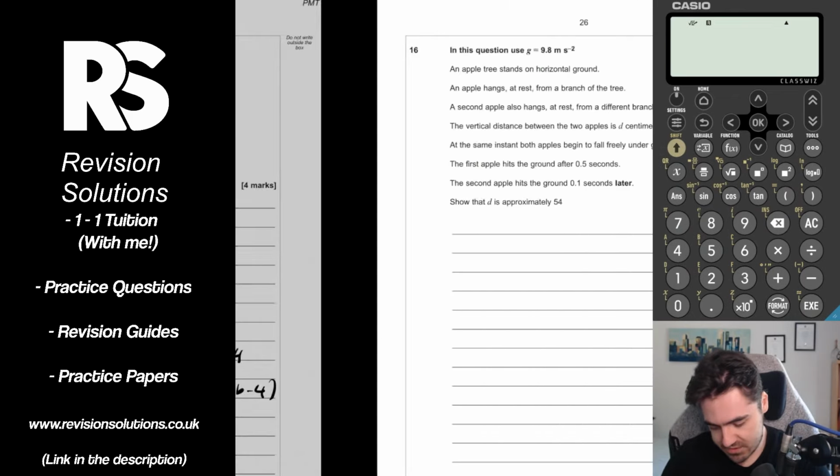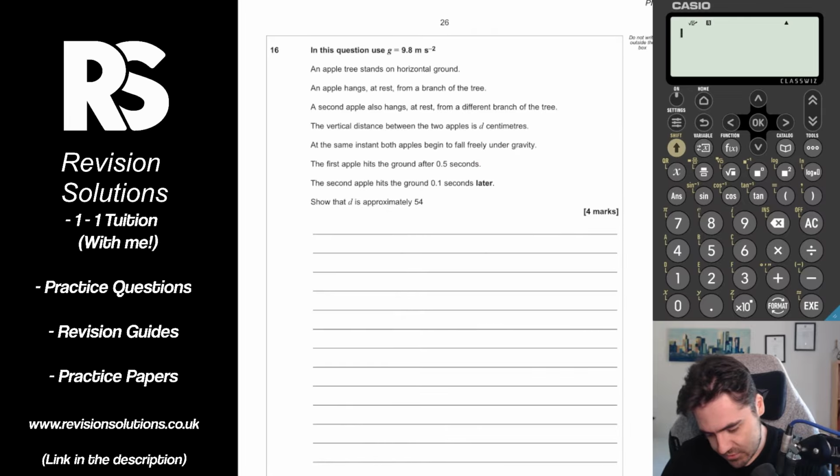Okay, moving on to question 16. It says an apple tree stands on horizontal ground. An apple hangs at rest from a branch of the tree. A second apple also hangs at rest from a different branch of the tree. The vertical distance between the two apples is d centimeters.